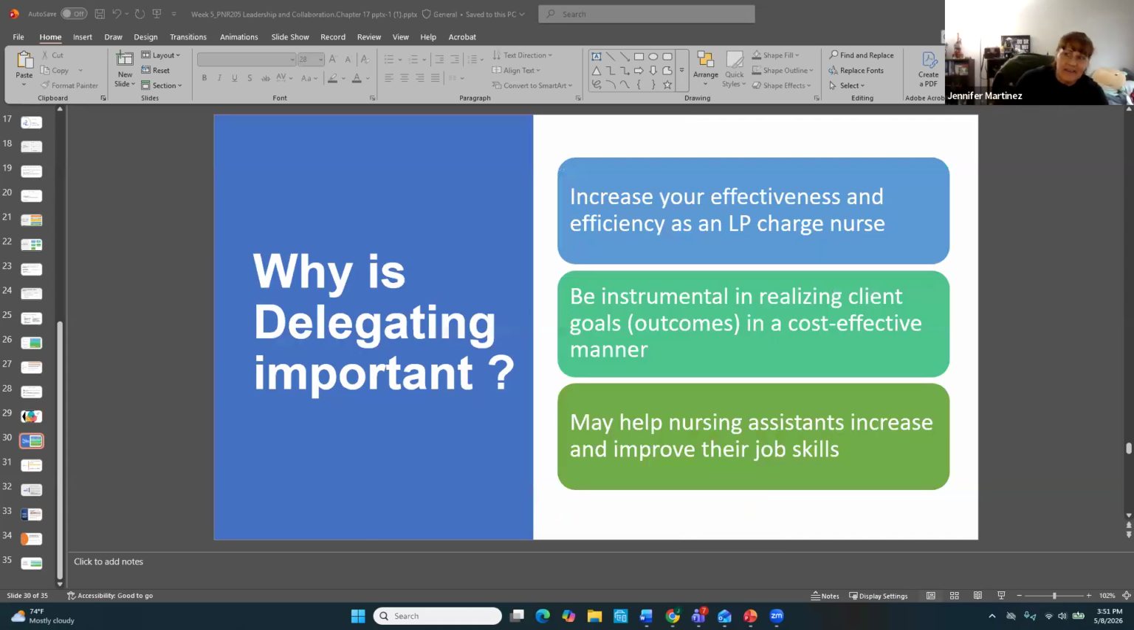So why again is delegating important? Okay, it increases your effectiveness and your efficiency as a charge nurse. Again, like I said, nursing is not an individual sport, it is a team sport. Okay, everybody needs to work together. It helps to realize client outcomes in a cost-effective manner. And it also helps your CNAs increase and improve their job skills. And that is one of those effective things with leadership, right? We want our employees, our coworkers, we want them to grow. We want them to improve their skills, so that they have the opportunity for growth and advancement as well.